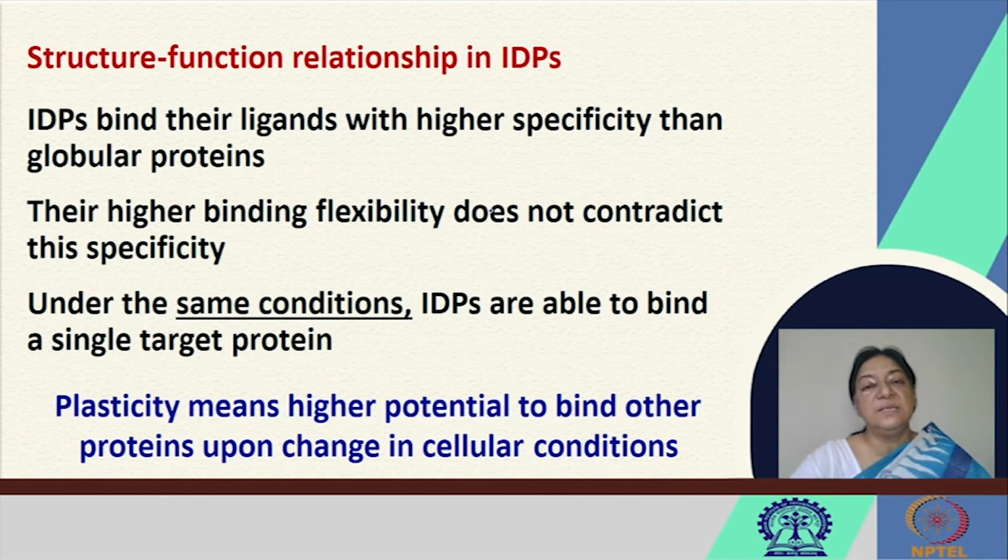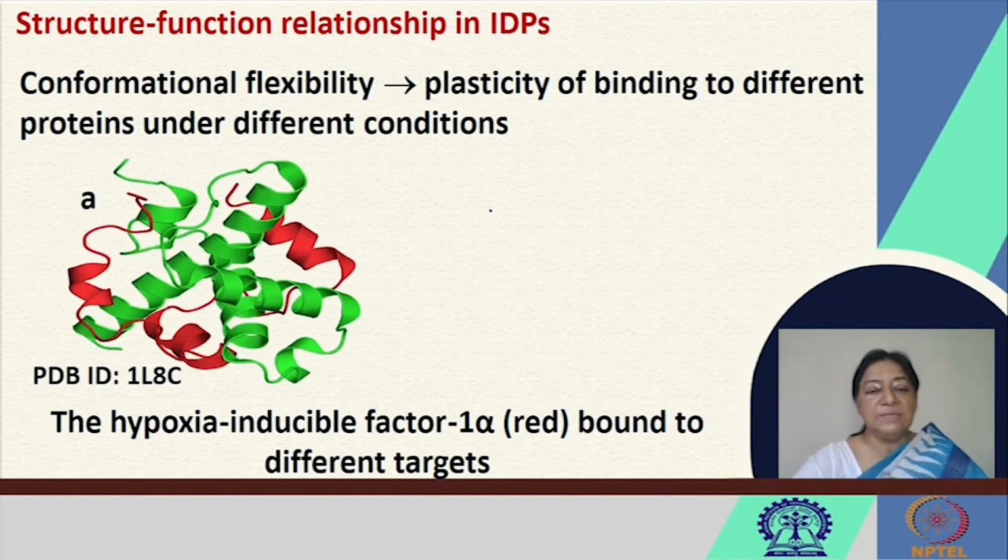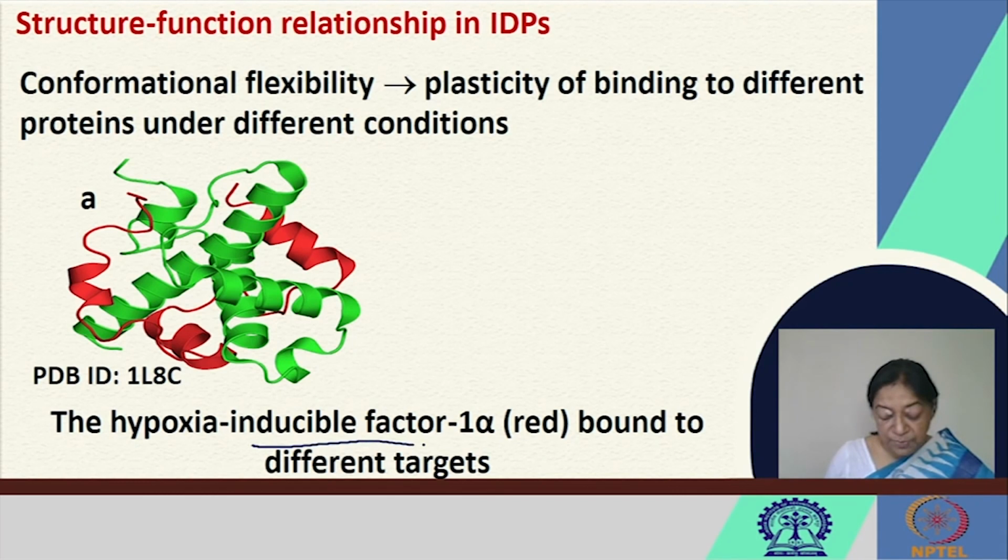So the fact that a single IDP could bind to a number of proteins is because of their flexibility, their lack of rigidity, and a change of conditions could result in a plasticity where they could bind in a different fashion with different receptors given that the conditions are changed. So if we look at a conformational flexibility where we have a plasticity of binding to different proteins under different conditions, then if we look at a specific hypoxia inducible factor shown in red, this is bound to different targets.